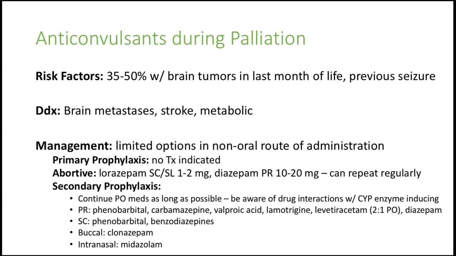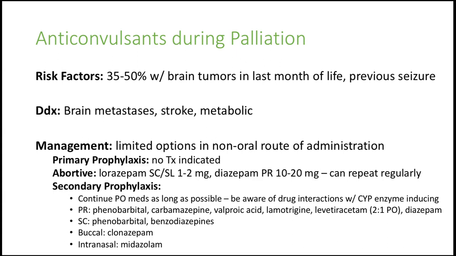For secondary prophylaxis, really continue the PO meds as long as possible, but you have to be aware of different drug interactions that they have, with the liver enzyme inducing medications, and those are the two big categories of anticonvulsants orally. And if you do lose the oral route, then in a pinch you can use a lot of the actual orally used anticonvulsants in a rectal form. I wouldn't continue doing that long term, but in a pinch when you need to do that and you're worried about seizure control, you could do that.